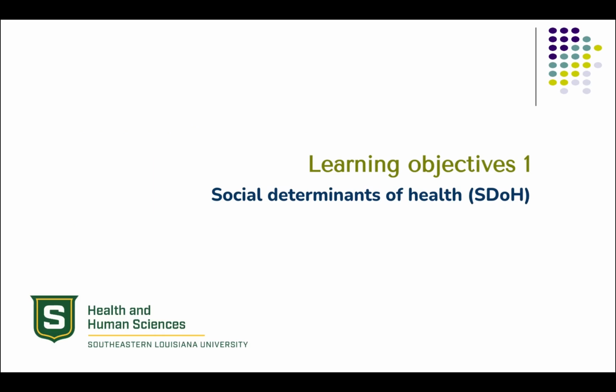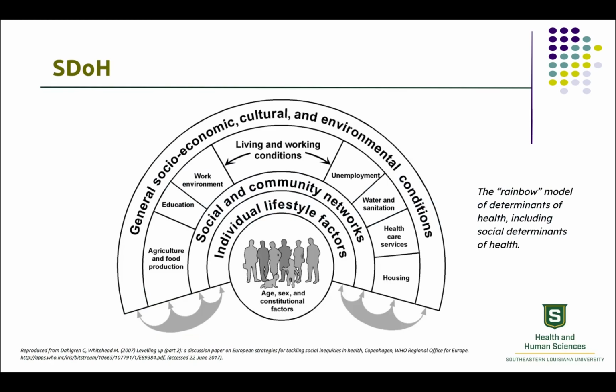So, beginning with objective one, we are basically talking about social determinants of health. You guys may already have seen this rainbow model, which is the Whitehead model that was adapted for 2007, and it tried to conceptualize how social determinants of health work. You have the individual factors like age, sex, constitutional factors, and then going into the social and community networks, and then even further to general socio-economic, cultural, and environmental conditions.